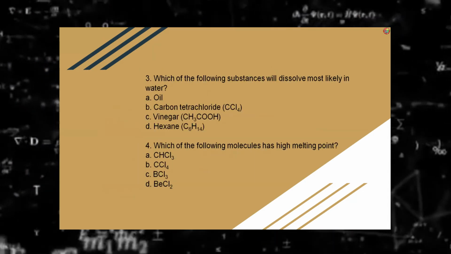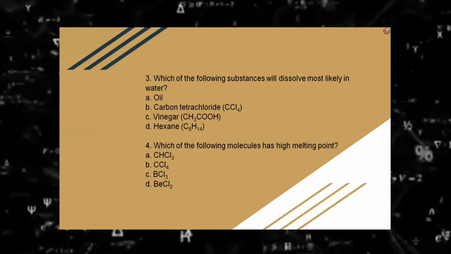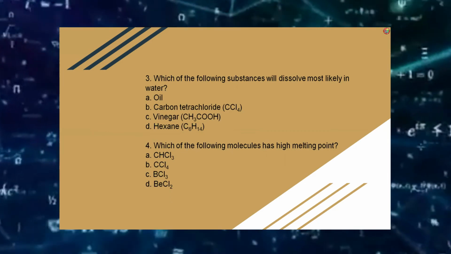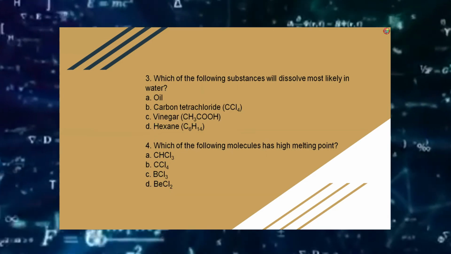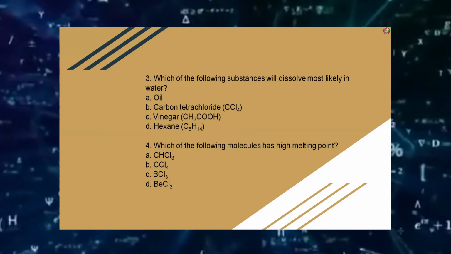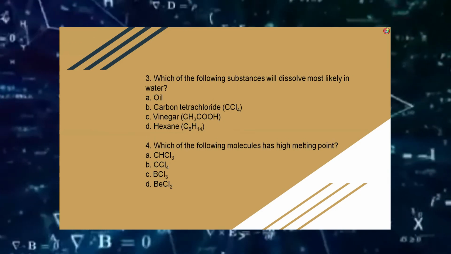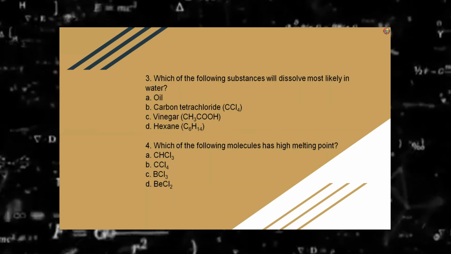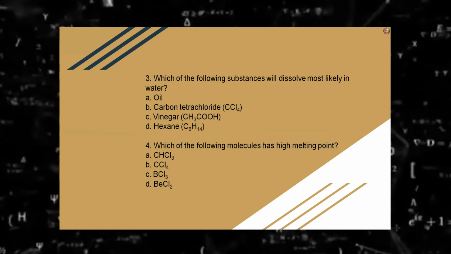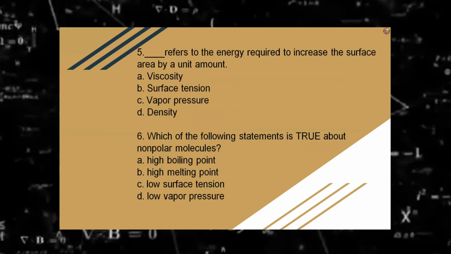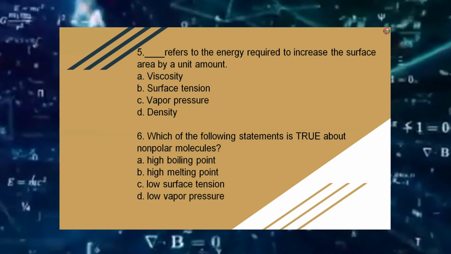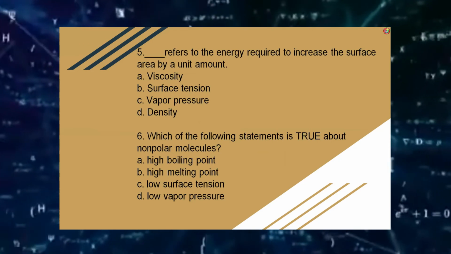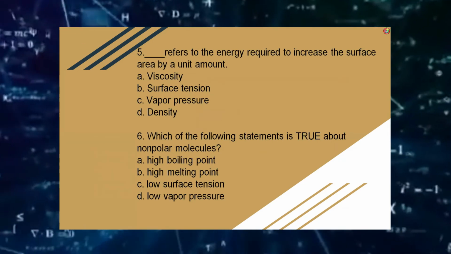3. Which of the following substances will dissolve most likely in water? A, oil, B, carbon tetrachloride, C, vinegar, D, hexane. 4. Which of the following molecules has high melting point? A, CHCl3, B, CCl4, C, BCl3, D, BeCl2. 5. Blank refers to the energy required to increase the surface area by a unit amount. A, viscosity, B, surface tension, C, vapor pressure, D, density.